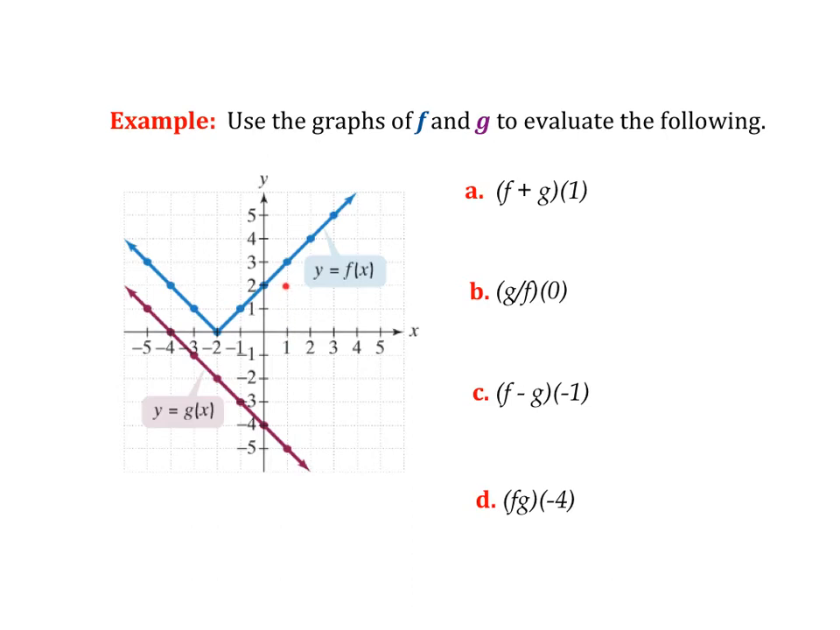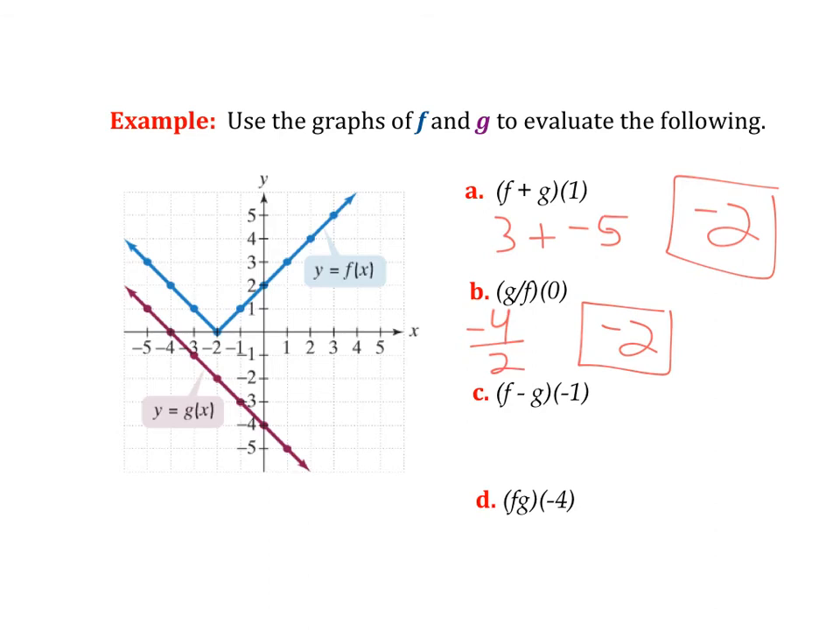So f of 1 is going to be 3. G of 1 is going to be negative 5. So this is really just saying, what is 3 plus negative 5? Well, that is negative 2. The next one is g divided by f of 0. So g of 0, if x is 0, my g function value is negative 4. So negative 4 divided by f of 0, which was 2. Negative 4 divided by 2, that's going to be negative 2 as well.